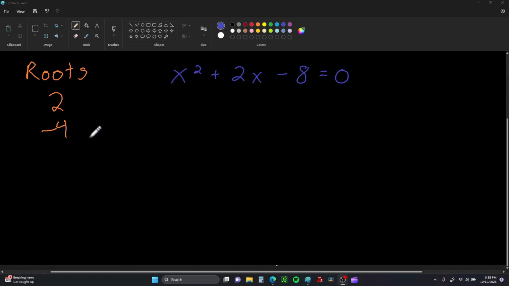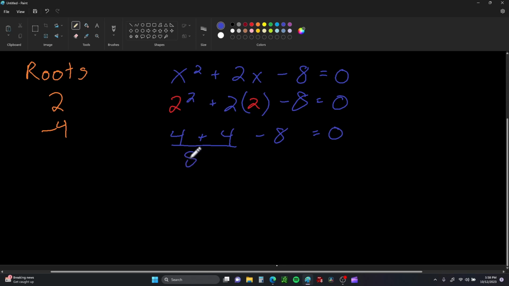The roots of an equation, what is meant by this is that these are the values that if I substitute them in for x, then this equation would be equal to 0. So we want this statement to be true. So I'm going to substitute in the 2 there. So I have 2 squared plus 2 times 2, minus 8. Once I do the algebra, I have 4 plus 4 minus 8 equals 0. And 4 plus 4 is 8. 8 minus 8 is 0. So this one checks out.